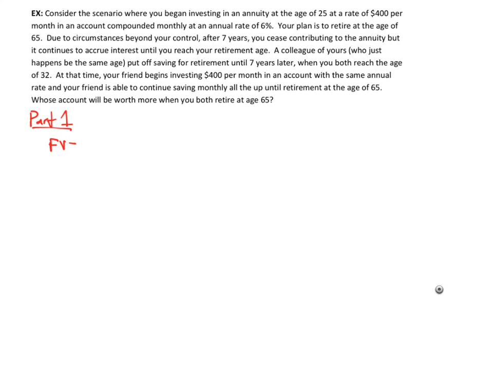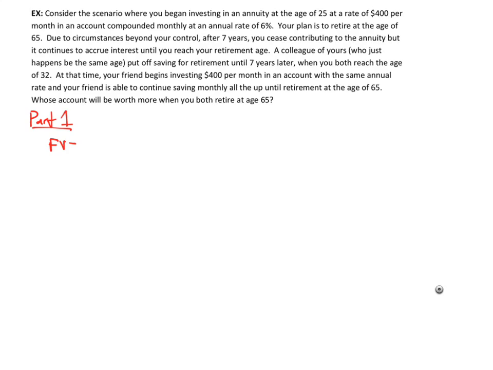Now, a colleague of yours who just happens to be the same age puts off investing for 7 years, and then when you both reach the age of 32, he begins investing and you stop, and allow your money to continue to accrue. So at that time, your friend begins investing $400 per month in an account that will accrue the same annual rate, and your friend continues saving monthly all the way until his retirement at the age of 65. Whose account will be worth more at 65?